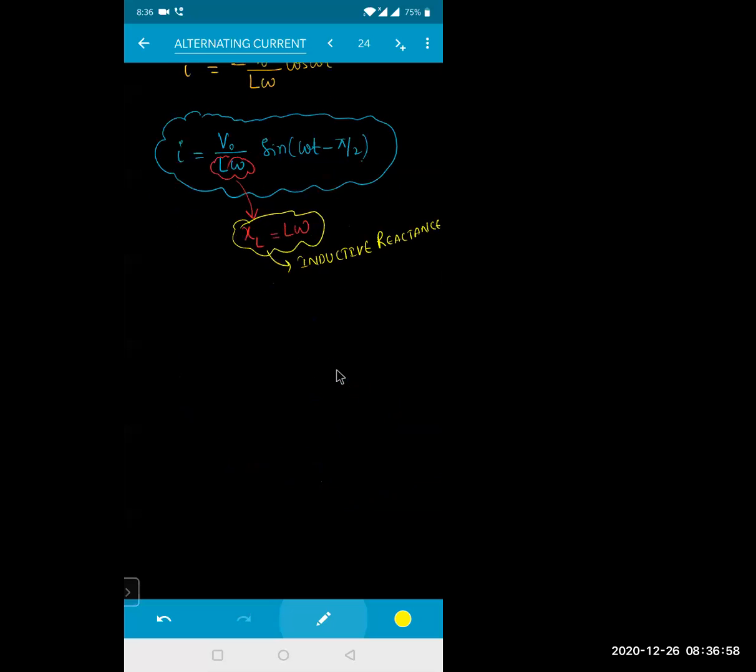That means I can write this formula as I equals V naught divided by XL into sine of omega t minus pi by 2. XL is nothing but like a resistor. So potential divided by resistance gives the maximum current. So I equals I naught, where I naught is known as the peak current, into sin of omega t minus pi by 2.